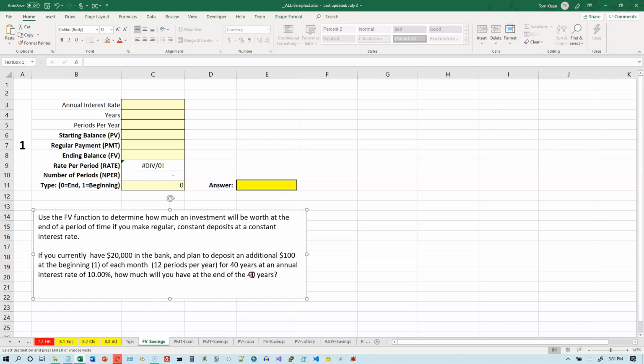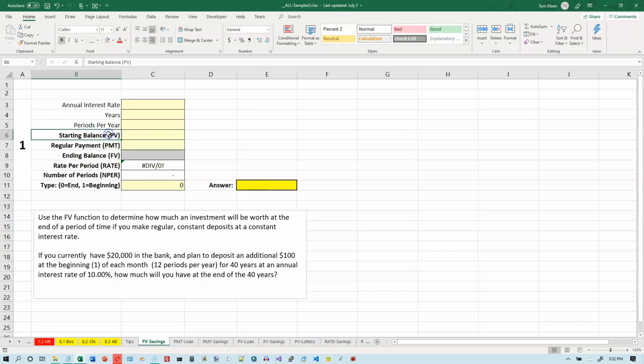So we're trying to find out what the future value is here. So we need to know the other 4. The other 4 are these bold lines right here. Now, future value is the one we're trying to figure out. So I'm just going to gray that out, and we'll put the answer over here, not here.